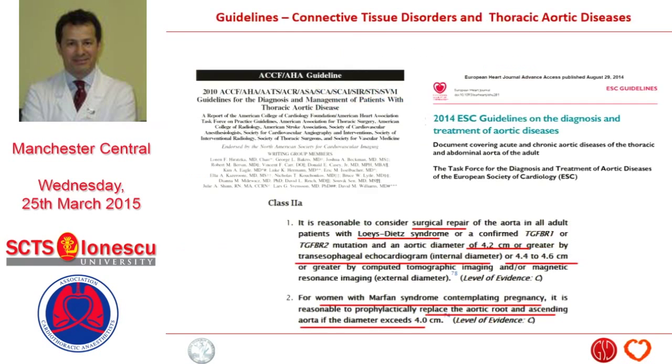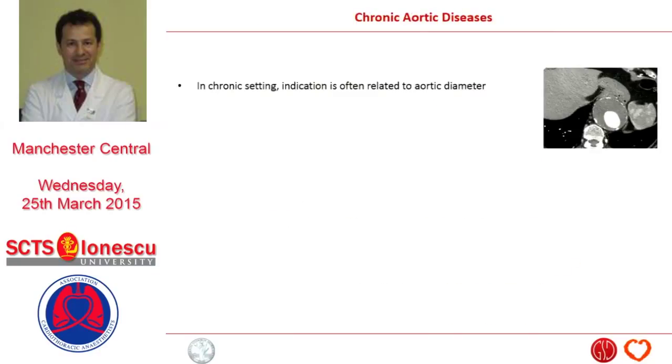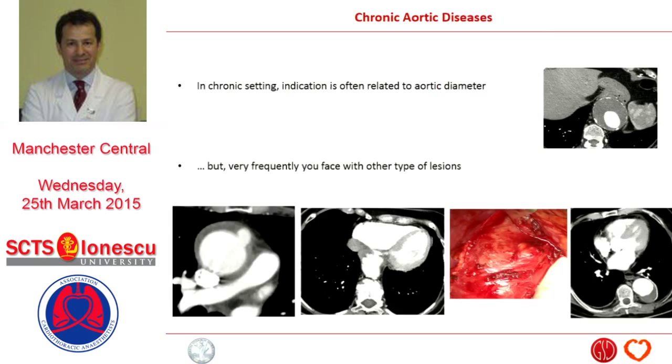And of course, for both types of guidelines, the threshold for treating such patients is relevantly lower for those affected by connective tissue disorders. In these patients, we know that we can treat them when they reach a certain diameter, but most of the time in our outpatient clinic, we face other types of lesions, and sometimes we really don't know if we have to treat or not, because, for example, their aortic diameter is not very high.